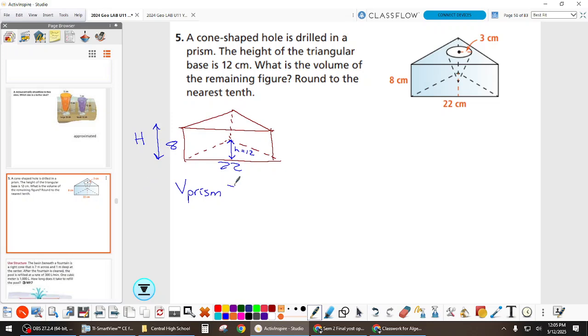So, volume of the prism in general, let's review also. We're not just solving this, but also reviewing. So, volume of any prism, so the general form is what? Perfect. Base area times height. Okay.